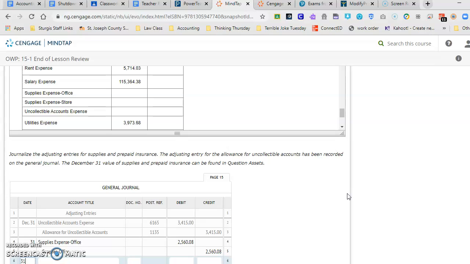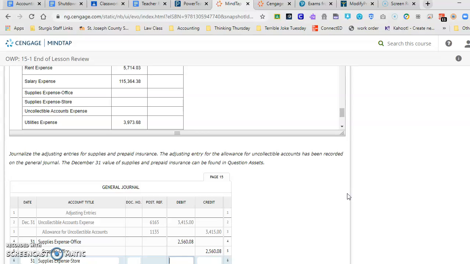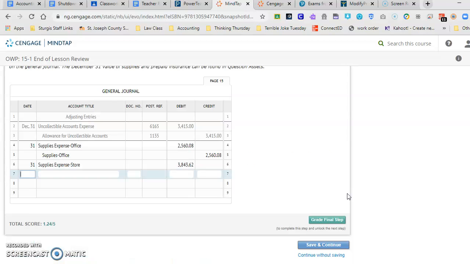Okay, the next one is store supplies. And we calculated that expense to be $3,843.62, which is how much we used. And then that would be supplies store.